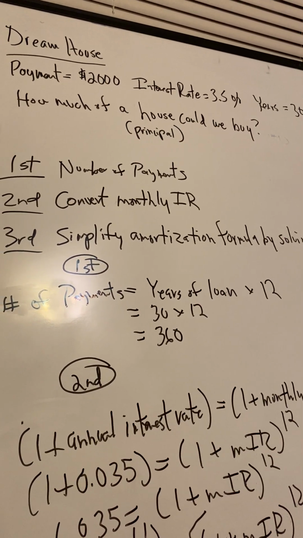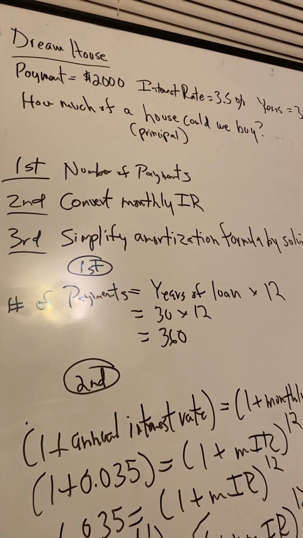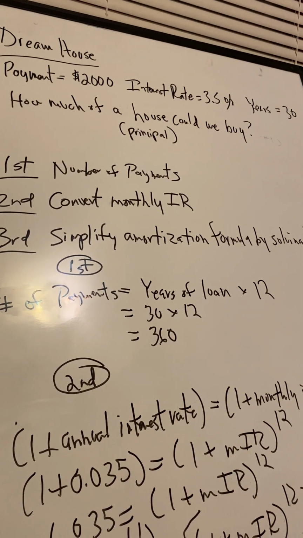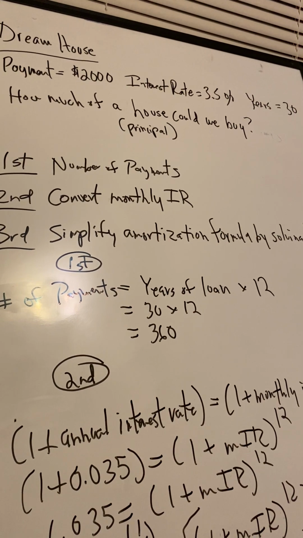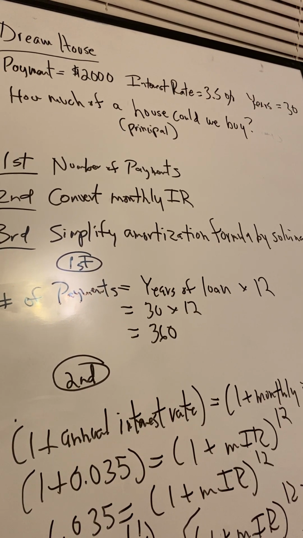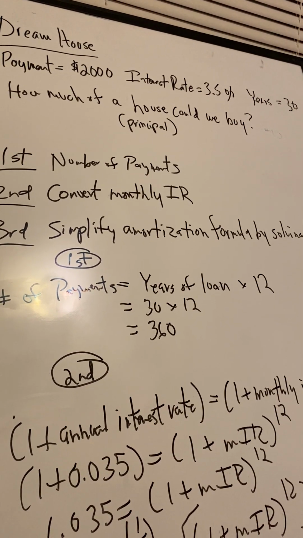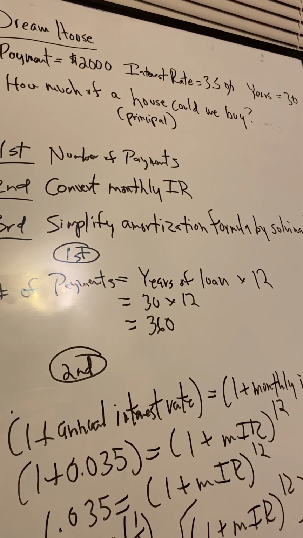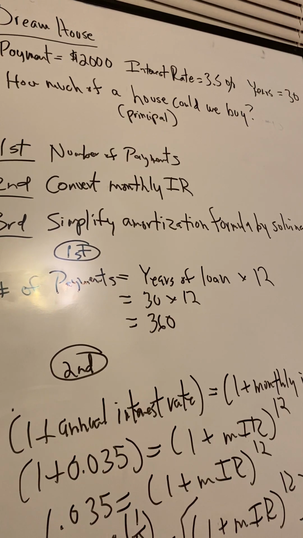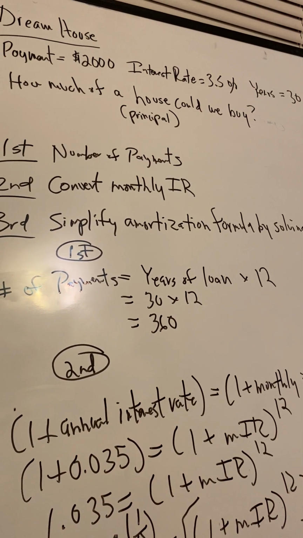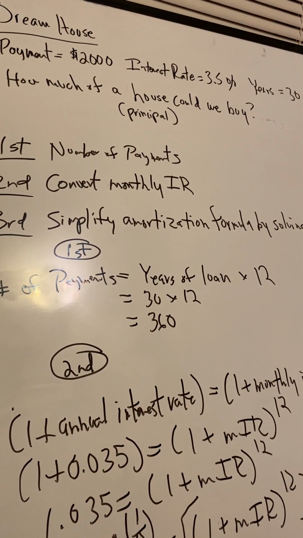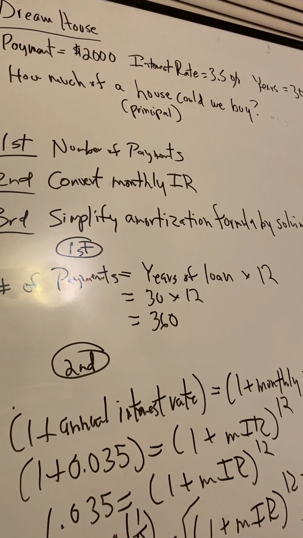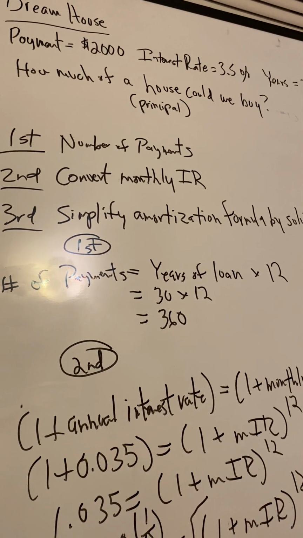Okay. Finally, what we're going to wrap up with is looking at how much of a loan, or how expensive of a house, we can buy based on knowing how much we could pay each month, knowing the interest rate, and knowing how long we would be able to pay for. In order to do this, we've got to do three things.